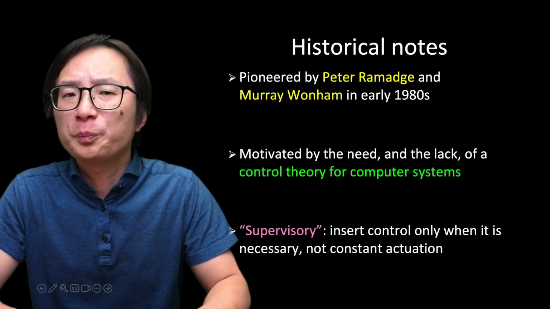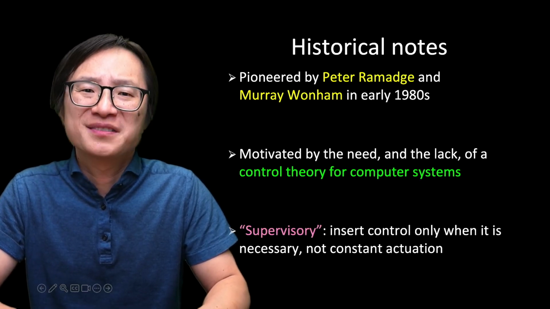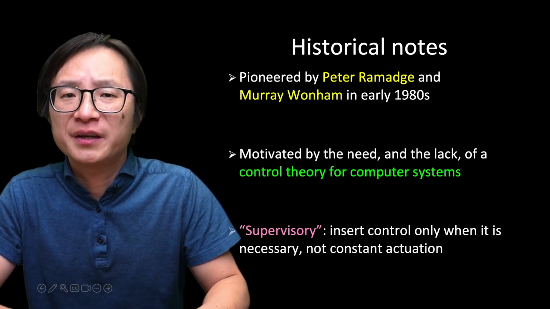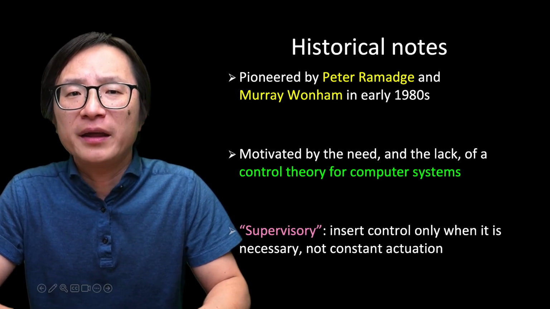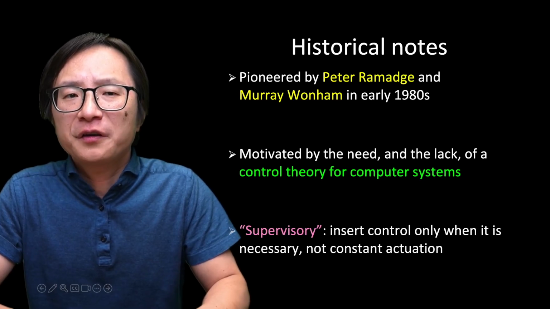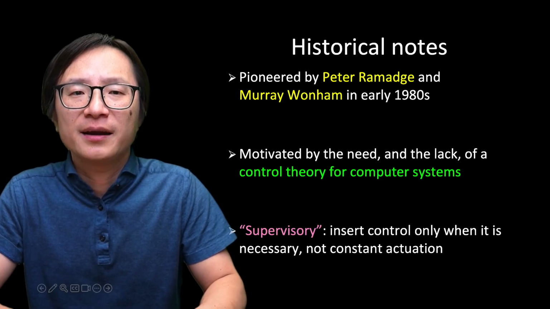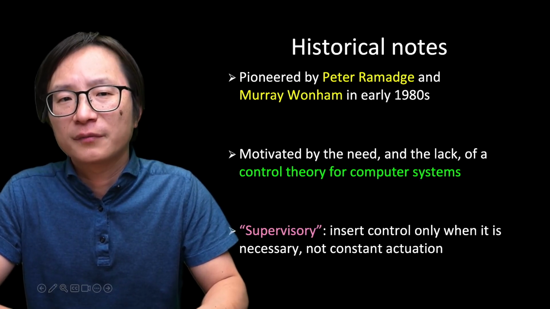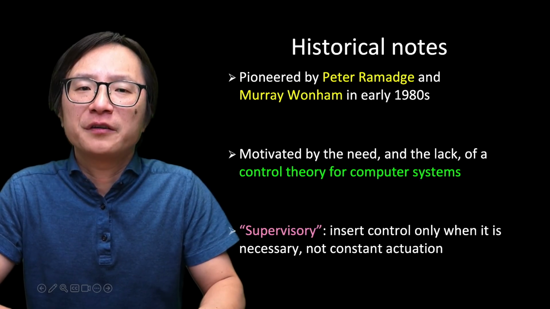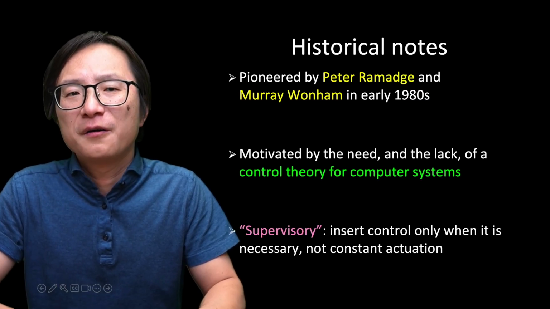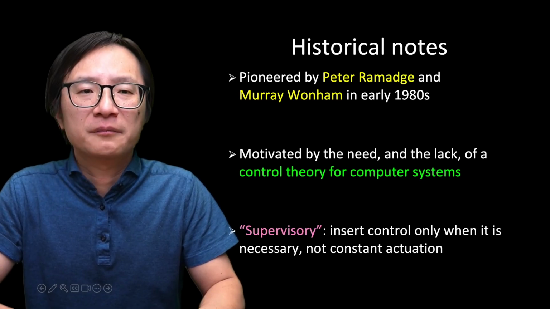The term supervisory control was deliberately coined to mean that a control action is inserted only when it is necessary. So this is in contrast with constant actuation as in standard control. In this sense, supervisory control is a form of minimum intervention or maximum freedom for the systems being controlled.